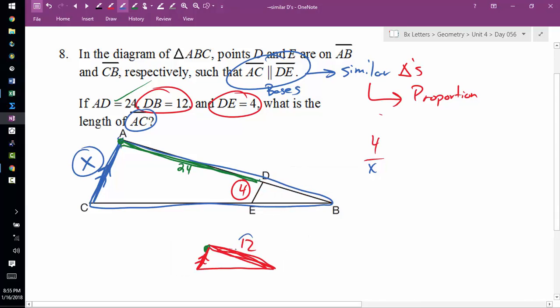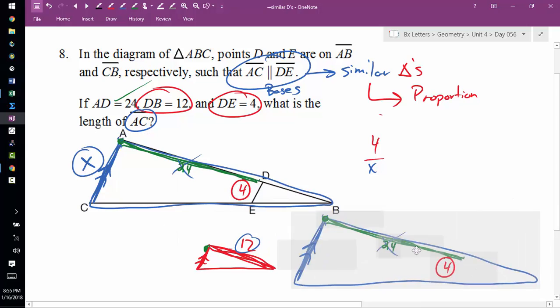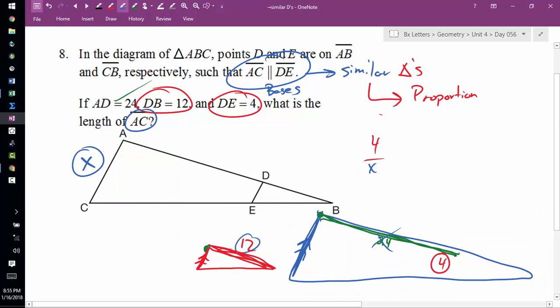This side here, 12, it does not correspond to 24. It doesn't. That side is not long enough. The 12 goes the entire length. So that 12 has to correspond to the entire length of that triangle, not just here. So it's whatever that entire length is.